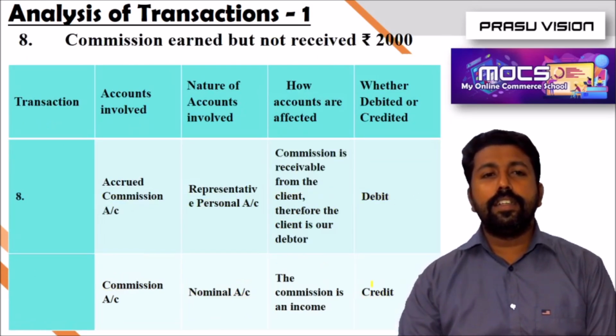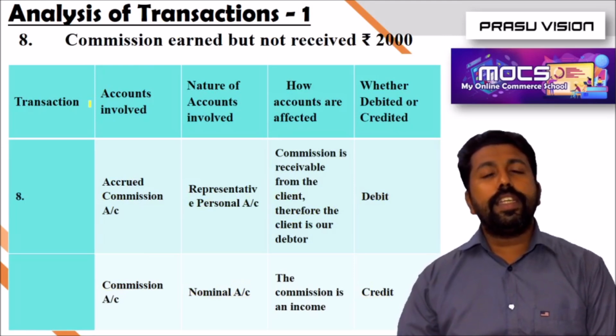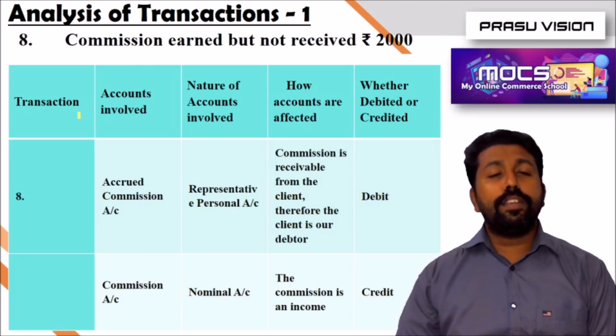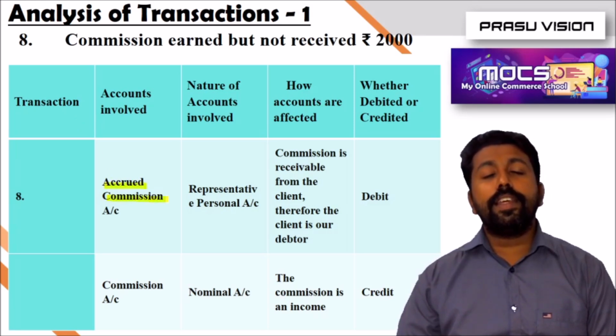The last transaction is commission earned but not received. The organization earned some amount of commission but has not received it, and it is not yet recorded in the organization. So we can say accrued income, or accrued commission. It is a representative personal account.